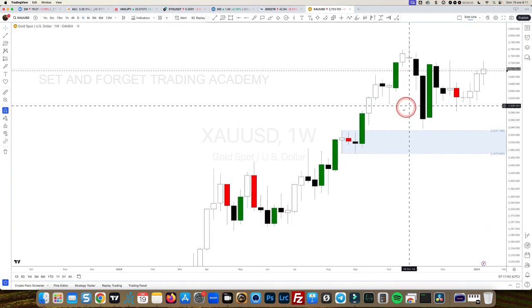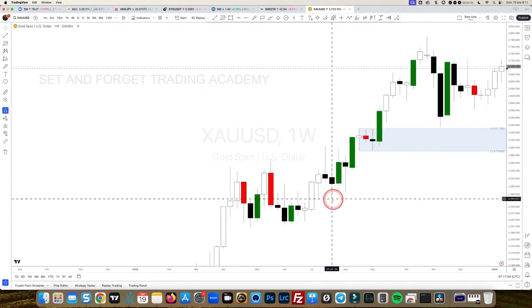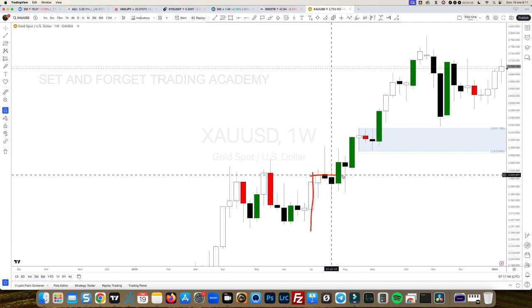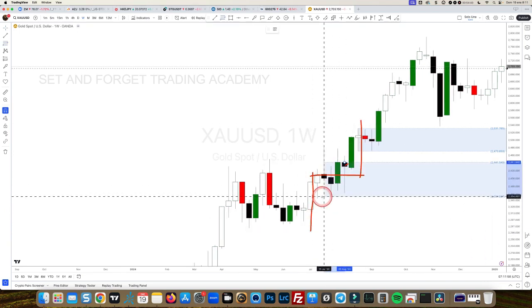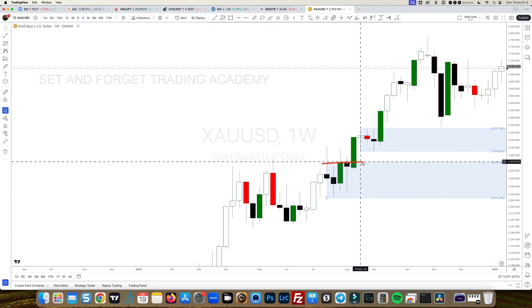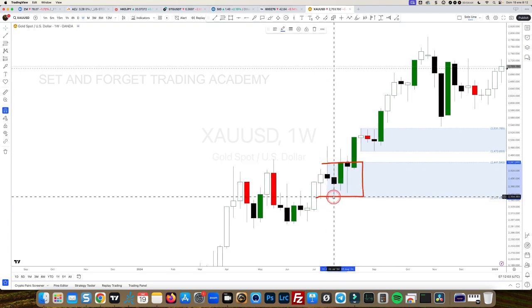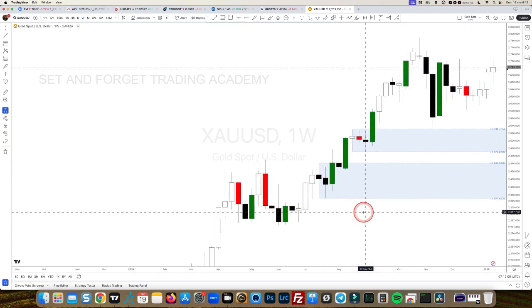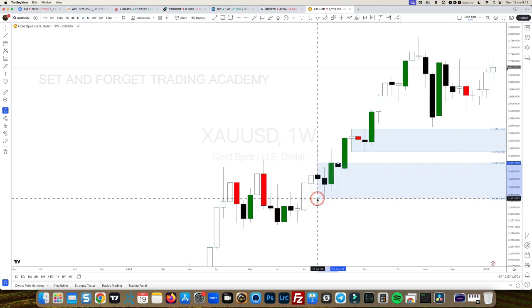Though here we've got the same thing: rally, base, rally. So all these candlesticks over here are within the same price range. Okay, so that's the CP. The low should be covered like this.